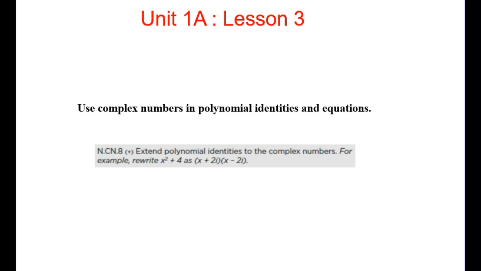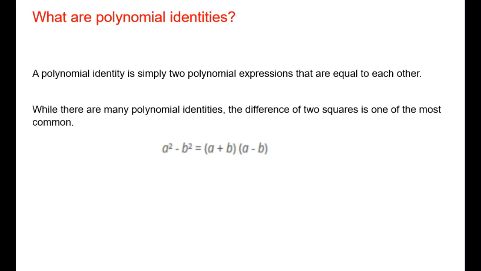Unit 1A, Lesson 3. The one standard we are going to discuss in this lesson: extend polynomial identities to the complex numbers. For example, we're going to rewrite x squared plus 4 as x plus 2i times the quantity x minus 2i. Before we get into solving problems, we need to make sure you understand what a polynomial identity is.